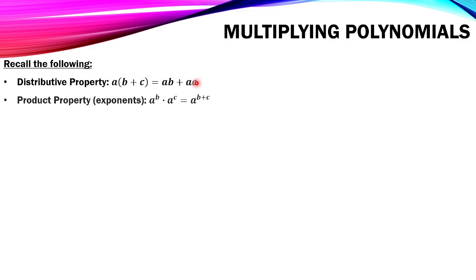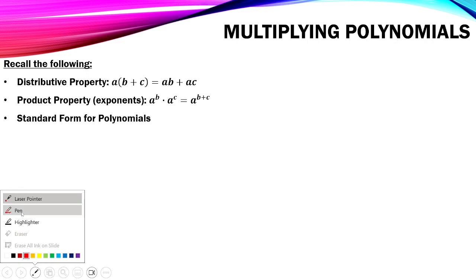The other thing we should remember is the product property, from last chapter. If you have A to the power B times A to the power C, that means we add those exponents together. And then lastly, we should remember the standard form for polynomials. This was from yesterday's lesson. For standard form, we want to write from the biggest exponent to the smallest exponent. That's what we want to do after we multiply these polynomials together.